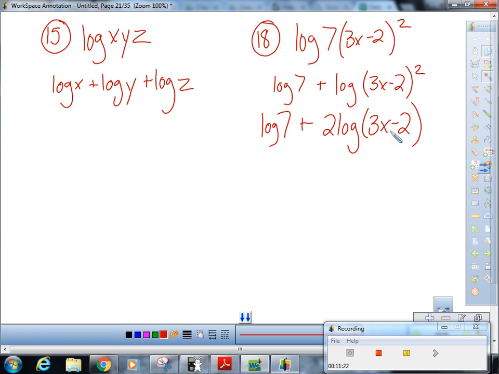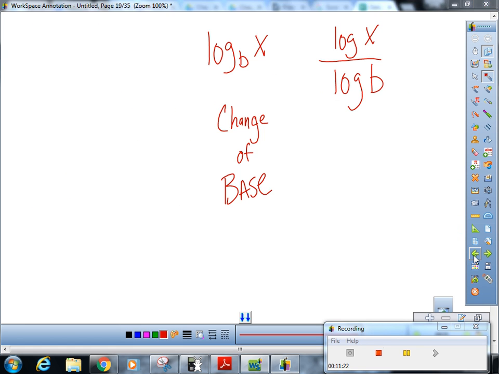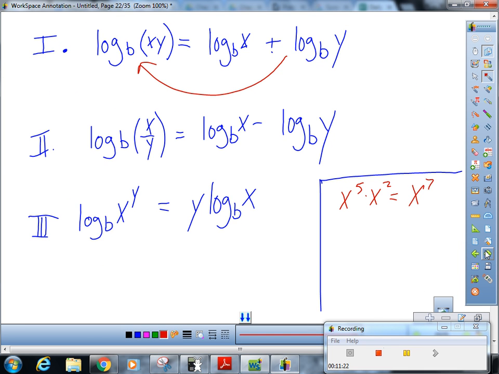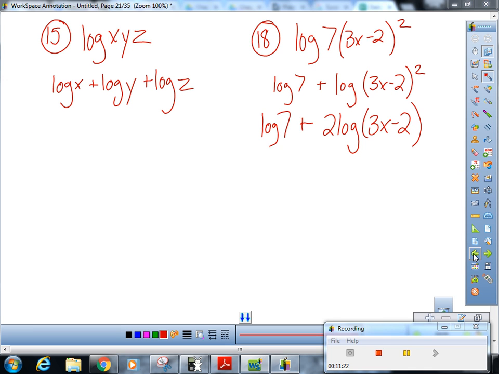I can't factor anything out of here. And how many terms are in this parentheses? 2. So since these are being subtracted, if you look back at our rules, there was no rule where we had things being added or subtracted inside of the parentheses. Okay? So that means that's as far as we can go. That's it. This is the answer to number 18.